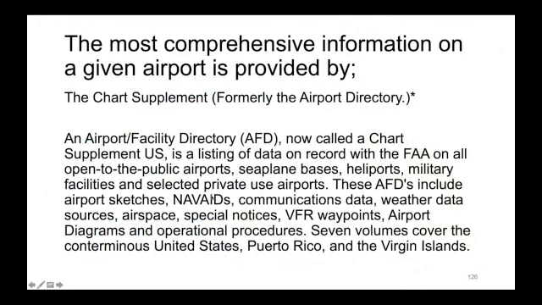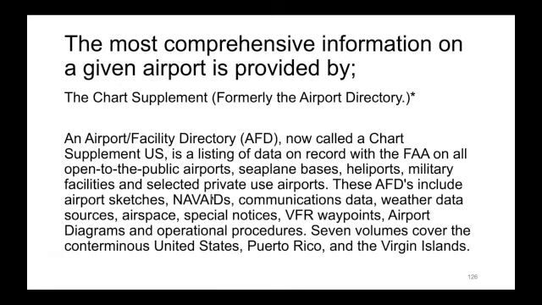If you're asked what's the most comprehensive information given on the airport, it's the chart supplement. It used to be called the airport directory, and I still call it the airport directory, but it is the chart supplement. So anything that you need to find about that airport, you can go to the chart supplement. Again, it's online. The books are free. You just have to download it.